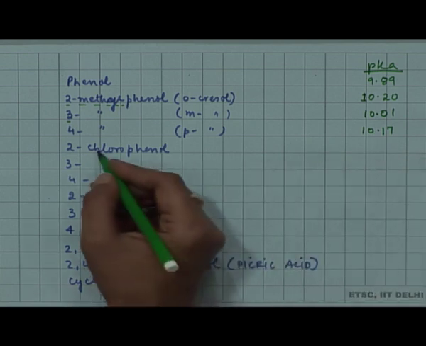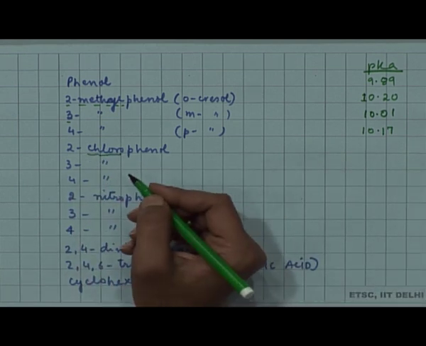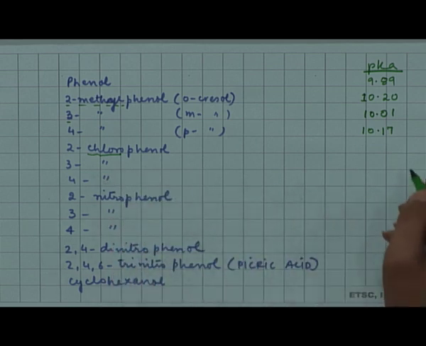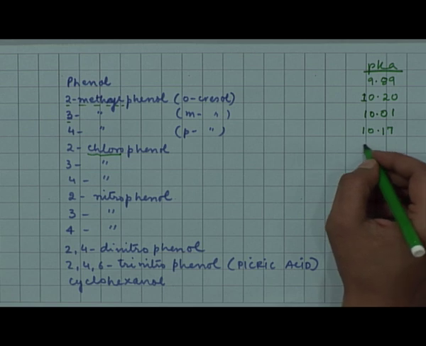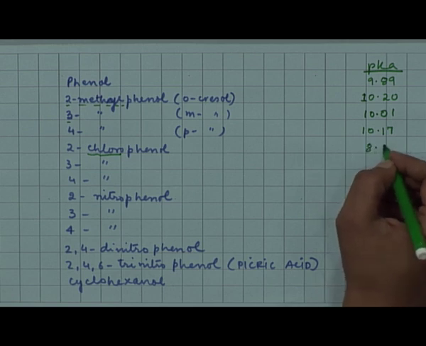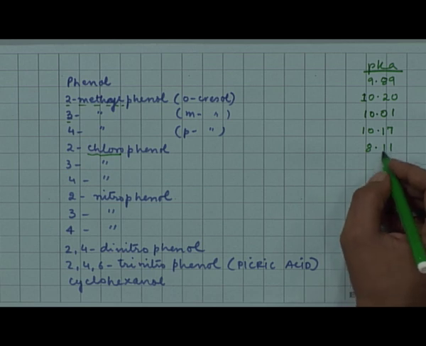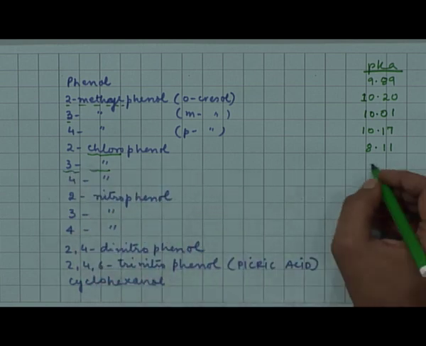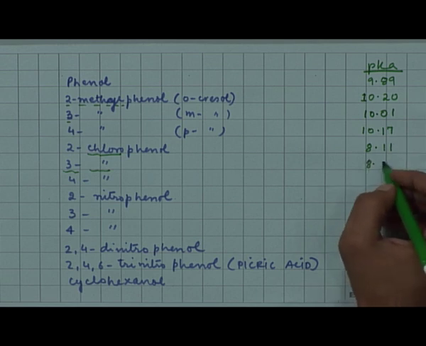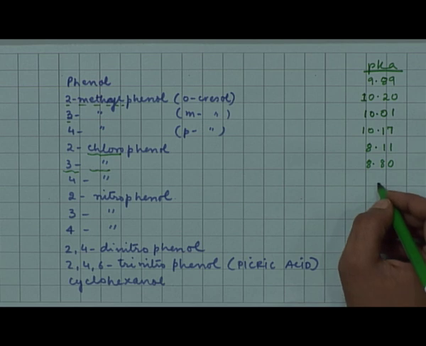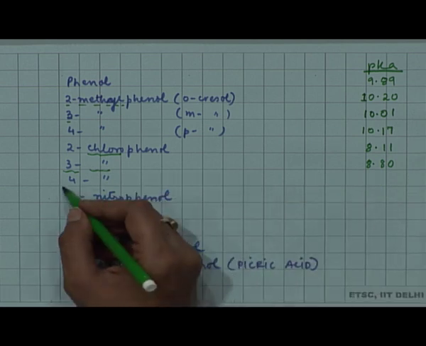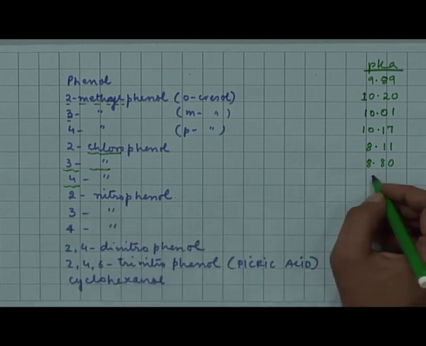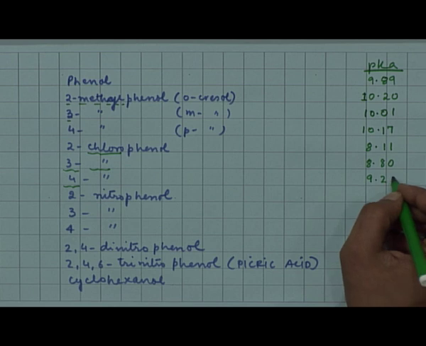With the 2-chlorophenol, now the chloro applying its minus I effect, okay, the inductive effect, the acidity increases and the pKa reduces to 8.1. With 3-chloro the inductive is a little less because it is away, and there is the mesomeric effect, okay, as well, which is operating in case of these chloro, it is 8.80. With 4-chloro, okay, the pKa is further low, it is 9.20.